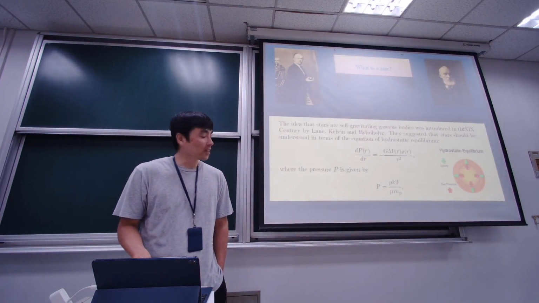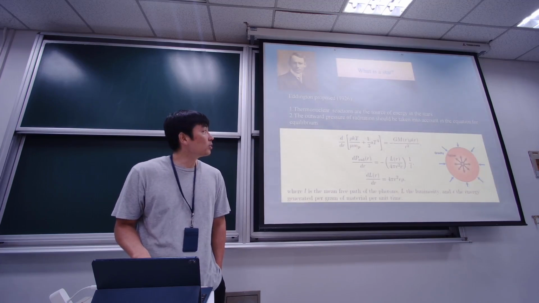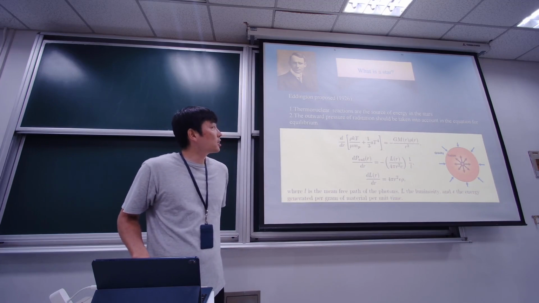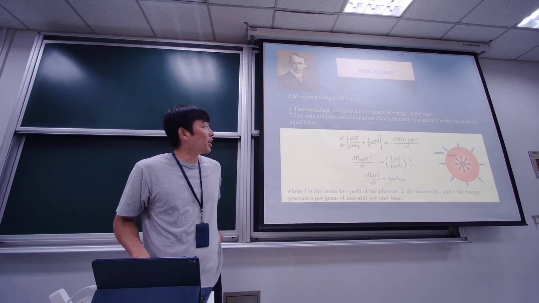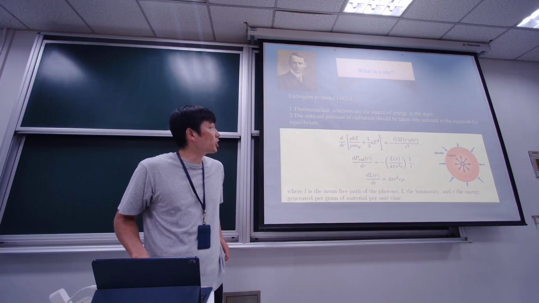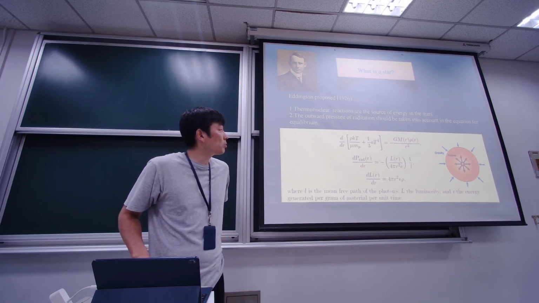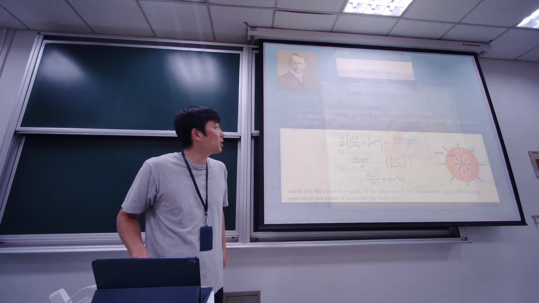Okay, anyway, so I found that this is very useful. So the star is the source of star energy, in the star is a thermonuclear reaction, and the radiation pressure should be taken into account in the equation for equilibrium. So this is what Eddington did.